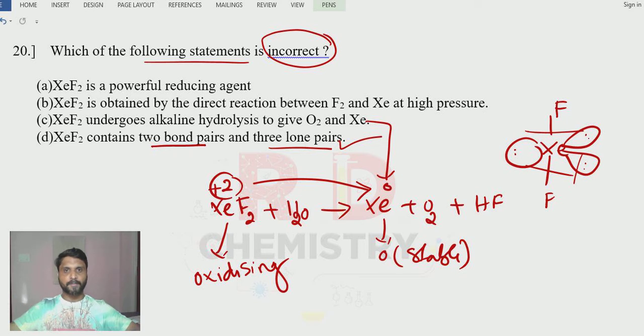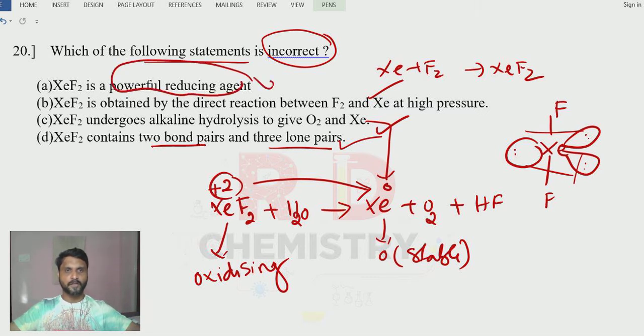Therefore, the third statement is correct. The fourth statement is also correct. When Xe and F2 are mixed, we get XeF2, which is also correct. And it is a powerful reducing agent, that is given. This is wrong, and you have seen that just now. It should be a powerful oxidizing agent, because an oxidizing agent is one which undergoes reduction easily. Correct. Therefore, option number 1 is the incorrect statement.